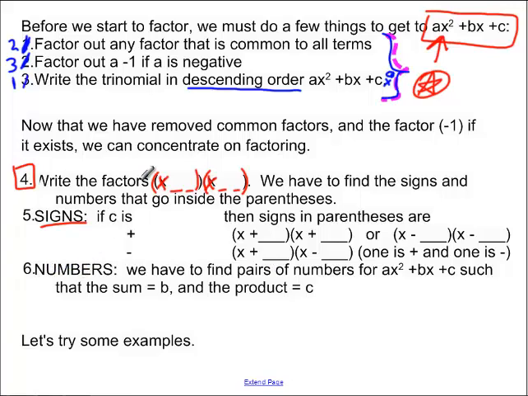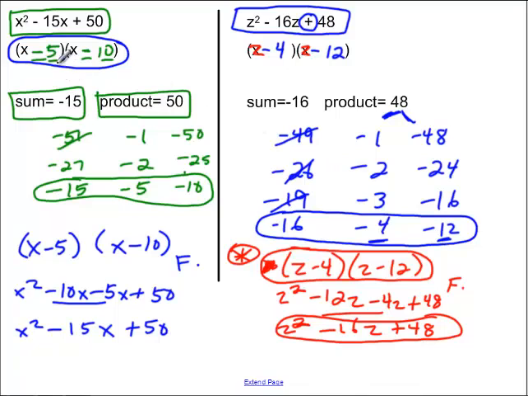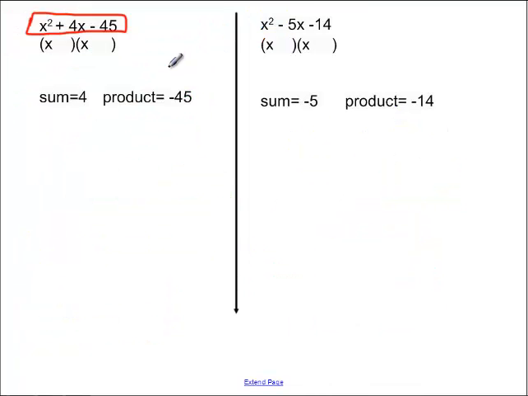When we take a look at the numbers, we have to assign the numbers here, and find the pair of numbers, those kind of magic numbers, where the sum of those two numbers equals b, that number there, and the product equals c. We did a couple of examples right here. So I'm going to bring up the thought that I had on the previous page. I wrote x minus 5 times x minus 10. We could have just as easily said it's x minus 10 times x minus 5, because this in red is equivalent to this in black and green. Not a problem.